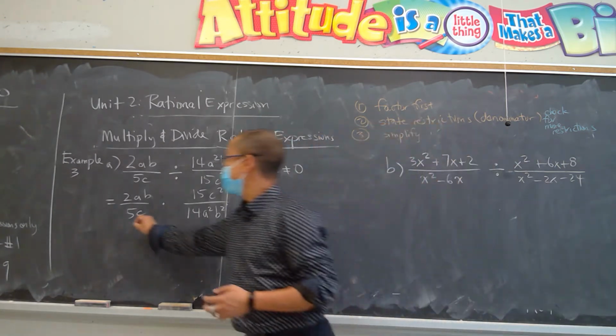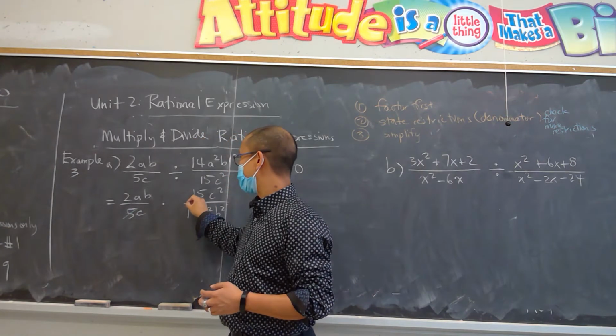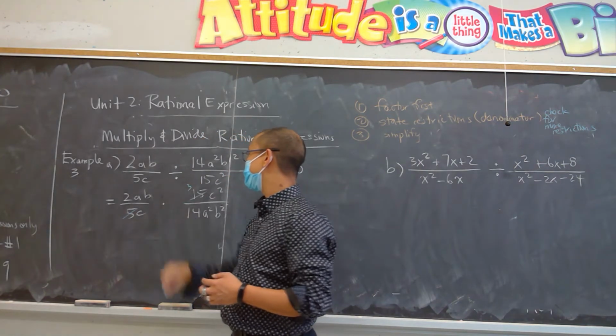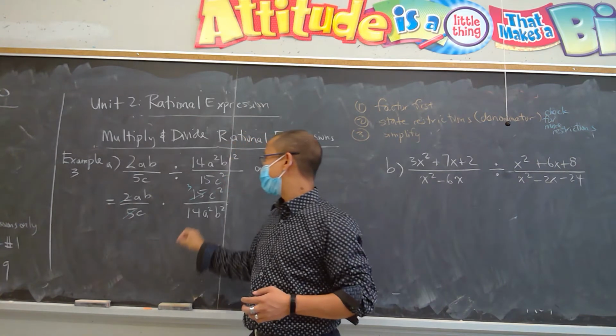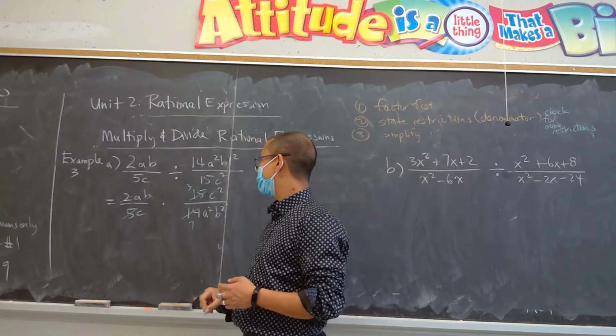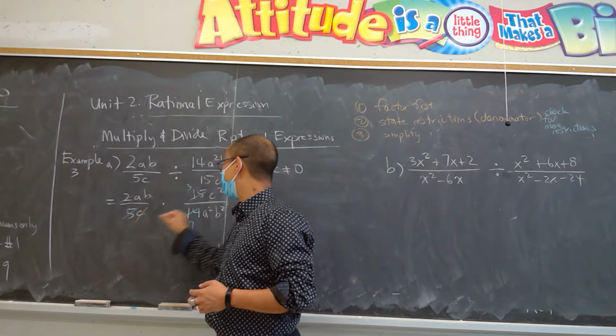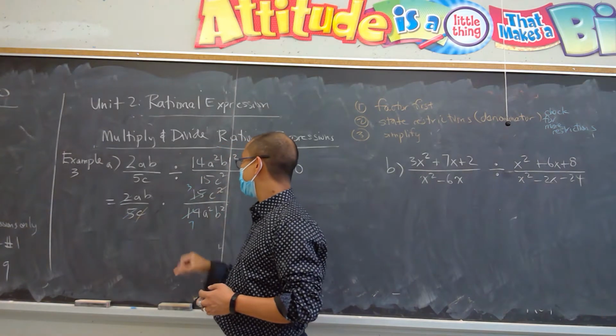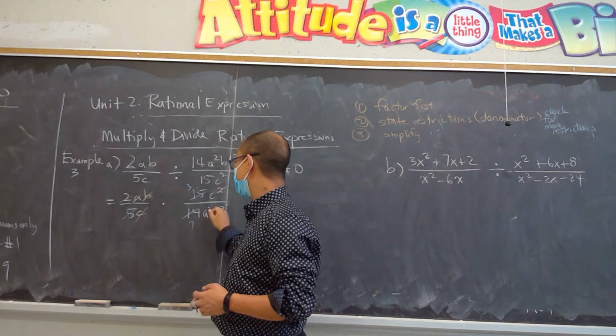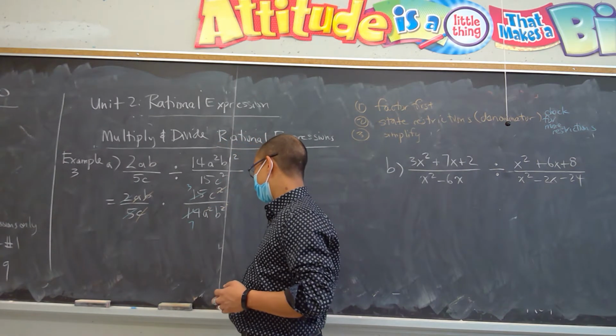Let's do this really quickly. 5 divides out 5 once. 5 goes into 15 3 times. The 2 goes into 2 once. 2 goes into 14 7 times. And then we have to start dividing out the variables. C goes into this c squared once. And this a and this b respectively go into those as well once.